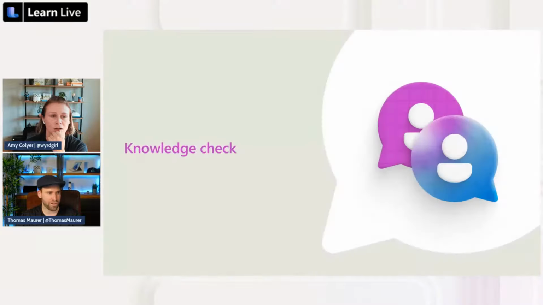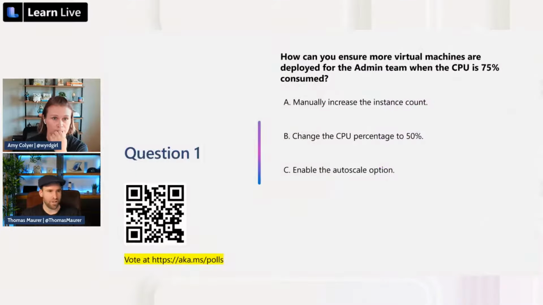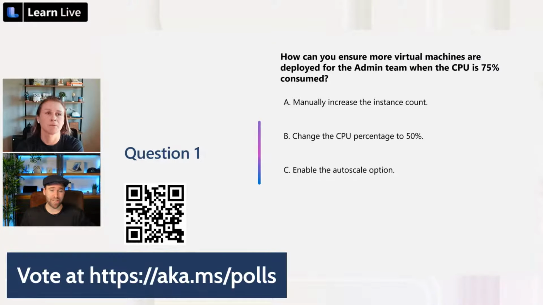Let's go to question number 1. How can you ensure more virtual machines are deployed for the admin team when the CPU is 75% consumed? There are 3 different options, and you can vote right now on aka.ms/polls. A, manually increase the instance count. B, change the CPU percentage to 50%. Or C, enable the autoscale options.